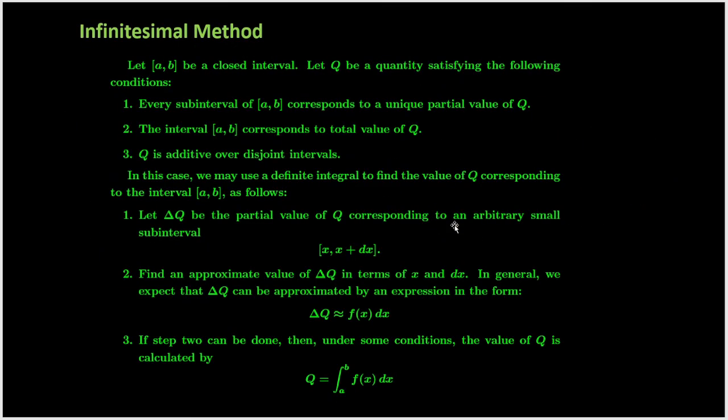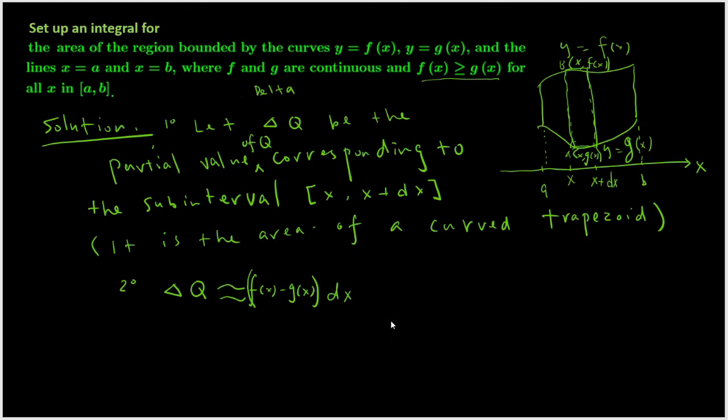Now let's go back to the step procedures. Now we have achieved that. By that I mean now we have approximated the partial value of Q as a function of x times dx. In this case, the function of x is f of x minus g of x. We have achieved that.